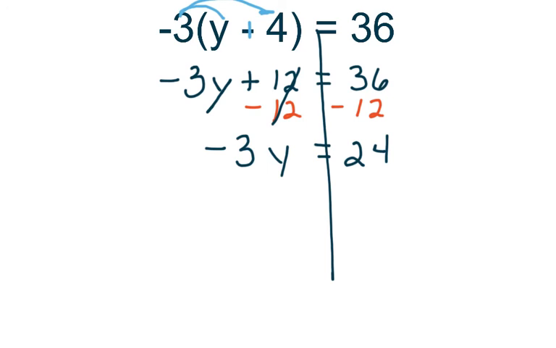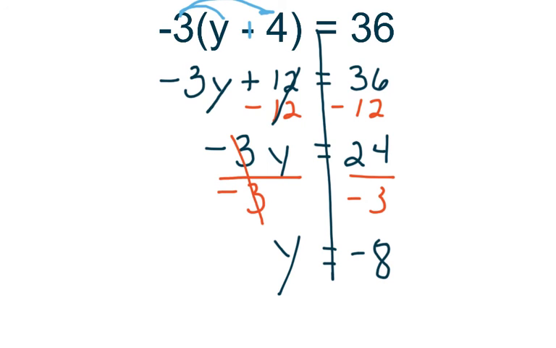Since y was multiplied by negative 3, I need to do the opposite, which is divide by negative 3. My negative 3's cancel, and I'm left with y equals, and then 24 divided by negative 3 is negative 8. So that's the last example. I hope that I didn't confuse you very much.